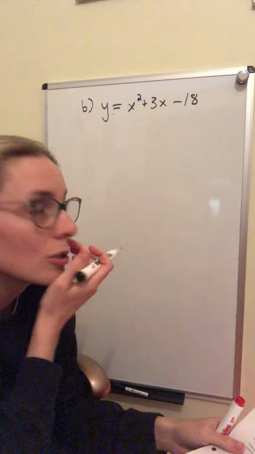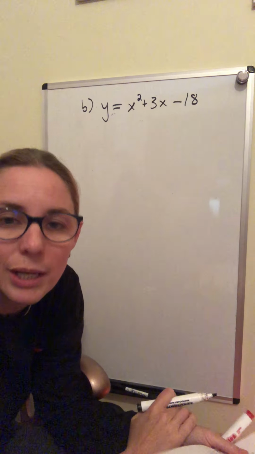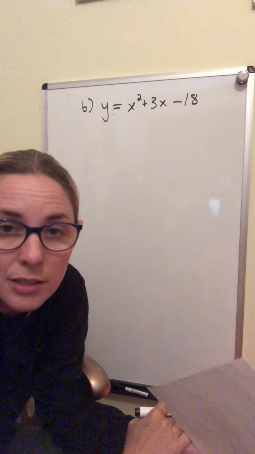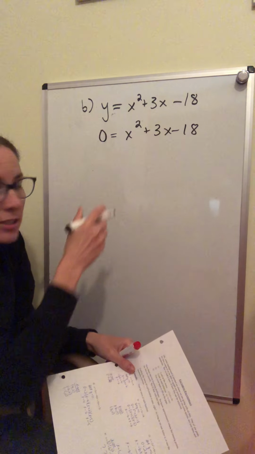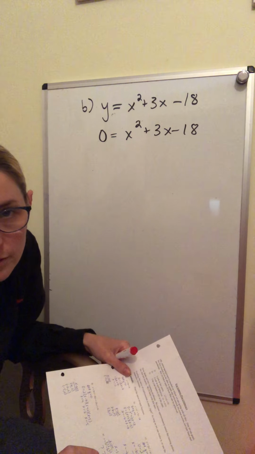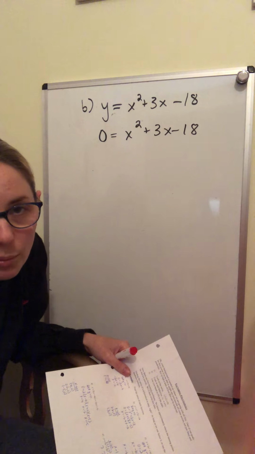So in order to find the zeros here, we again have to let y equal 0, because that's what you're doing. You're finding an x-intercept. So when I let y equal 0, you have two options. If this is factorable, you can factor and find the zeros that way using the zero product property. If it's not factorable, you have to use the quadratic formula. So this one happens to be factorable.